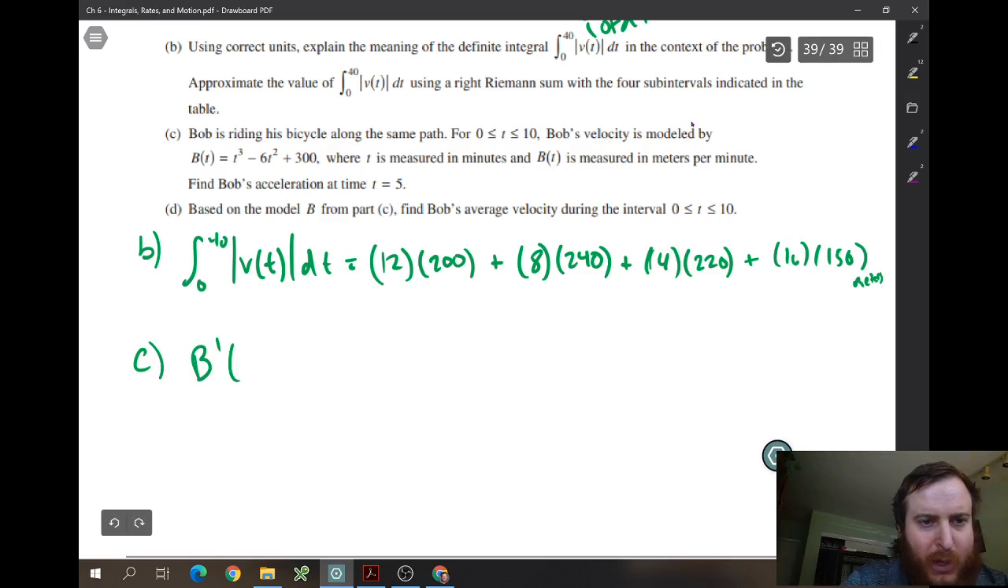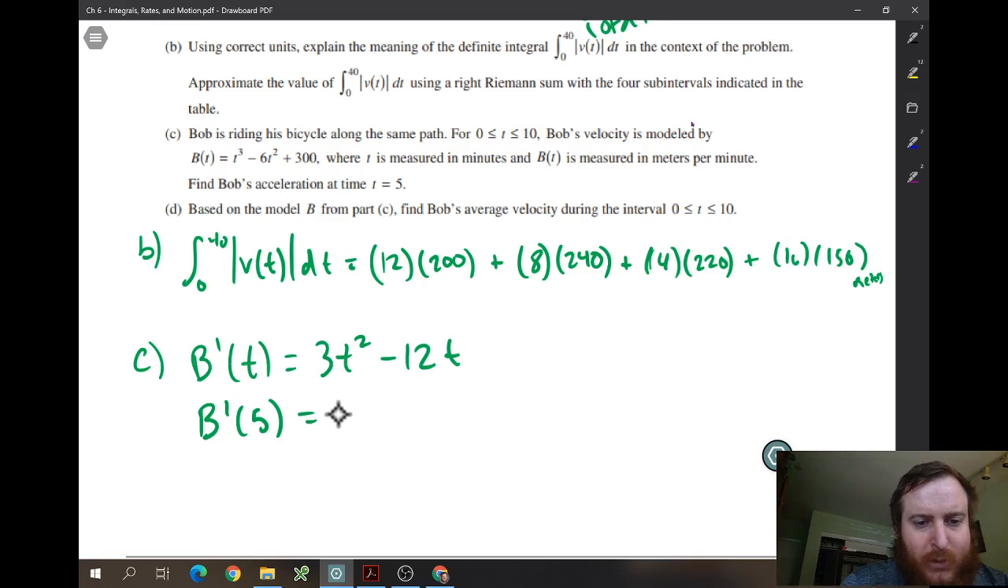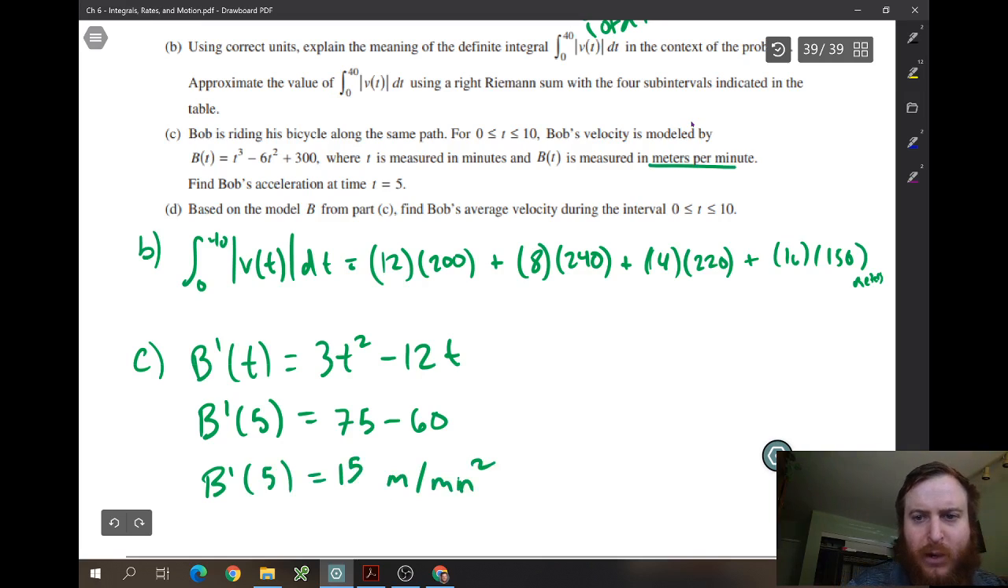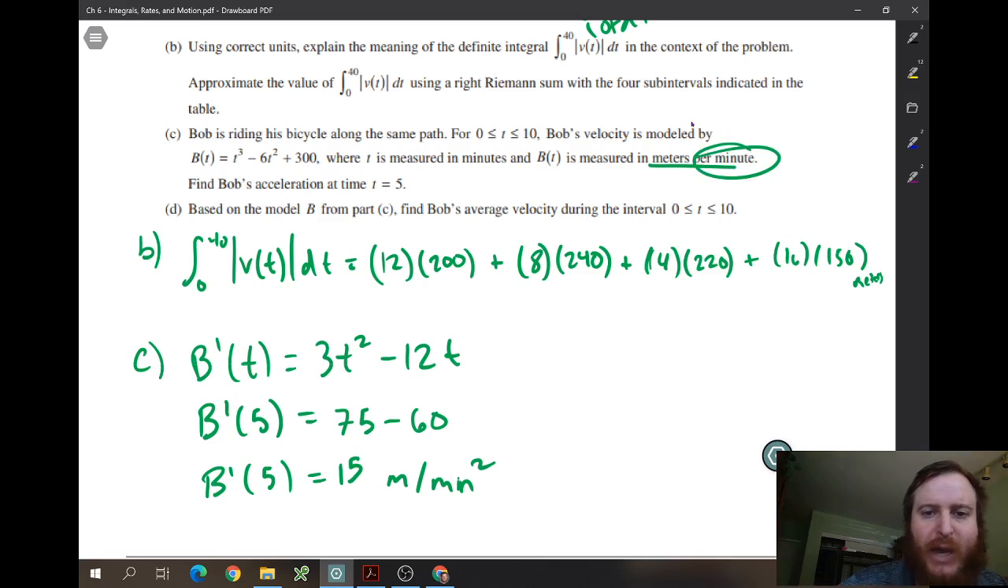So his acceleration would be B prime of t is 3t squared minus 12t. So that means B prime of 5. His acceleration would be 3 times 5 squared is 25 times 3 is 75, minus 12 times 5 is 60. So Bob's acceleration would be 15 meters per minute squared, right? Because it's meters per minute. When we take the derivative, it becomes per minute squared. Okay? And based on this model, find Bob's average velocity.